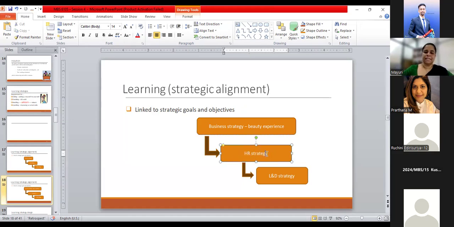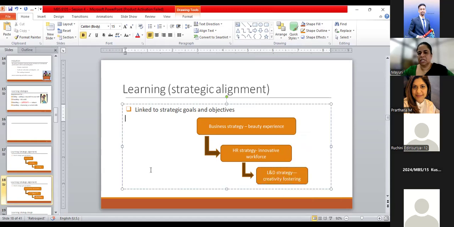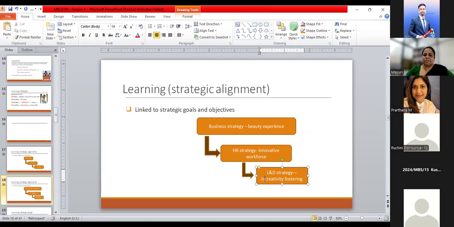To give an experience, we need an innovative workforce. To get an innovative workforce, our learning strategy should increase creativity. The learning strategy's focus has to be fostering individual creativity. So you get it?